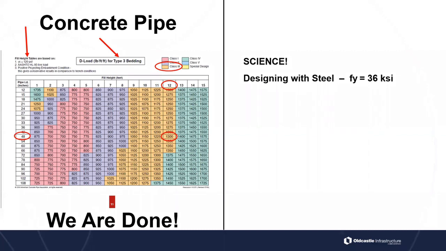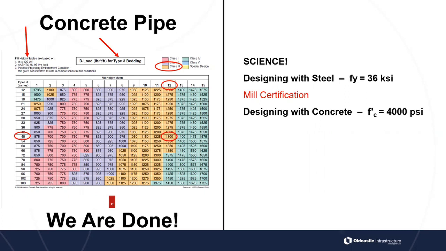Okay. When we're dealing with steel, if I'm an engineer and I'm manufacturing something with steel, I know that the yield strength of steel is 36 kips per square inch, or 36 KSI. How do I know that? Because I get a mill certification from the manufacturer, from my supplier, that tells me it's been tested and checked to be 36 KSI. Perfect. If I'm designing with concrete, I know that the compressive strength of concrete is 4,000 PSI. And how do I know that? Well, because I'm able to test it.